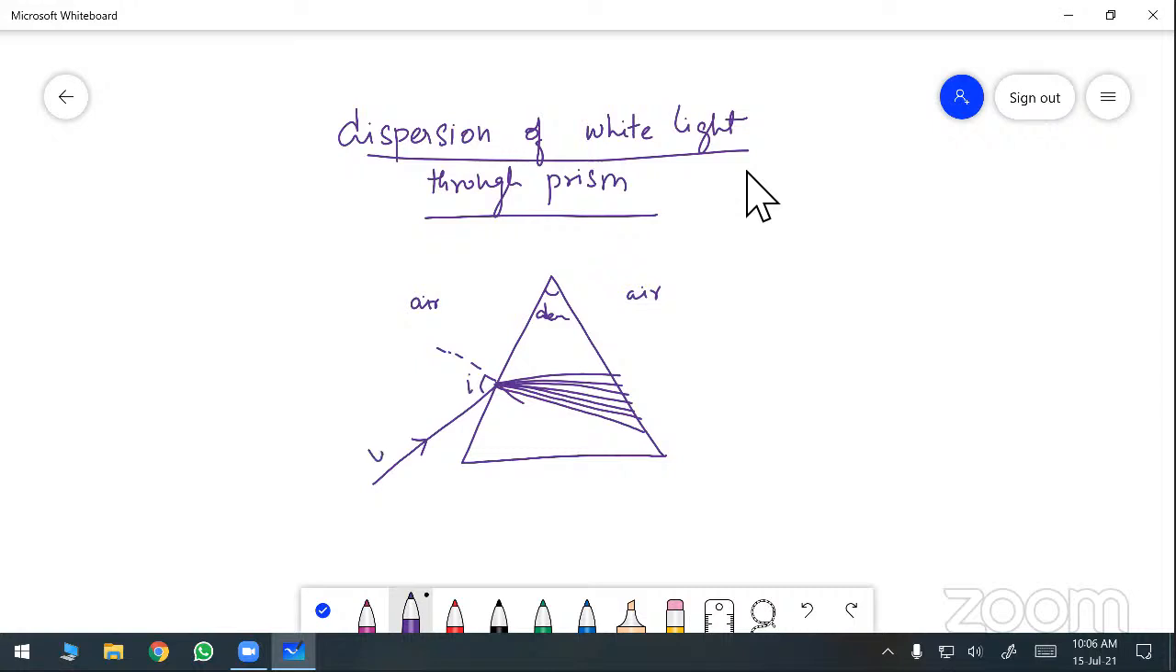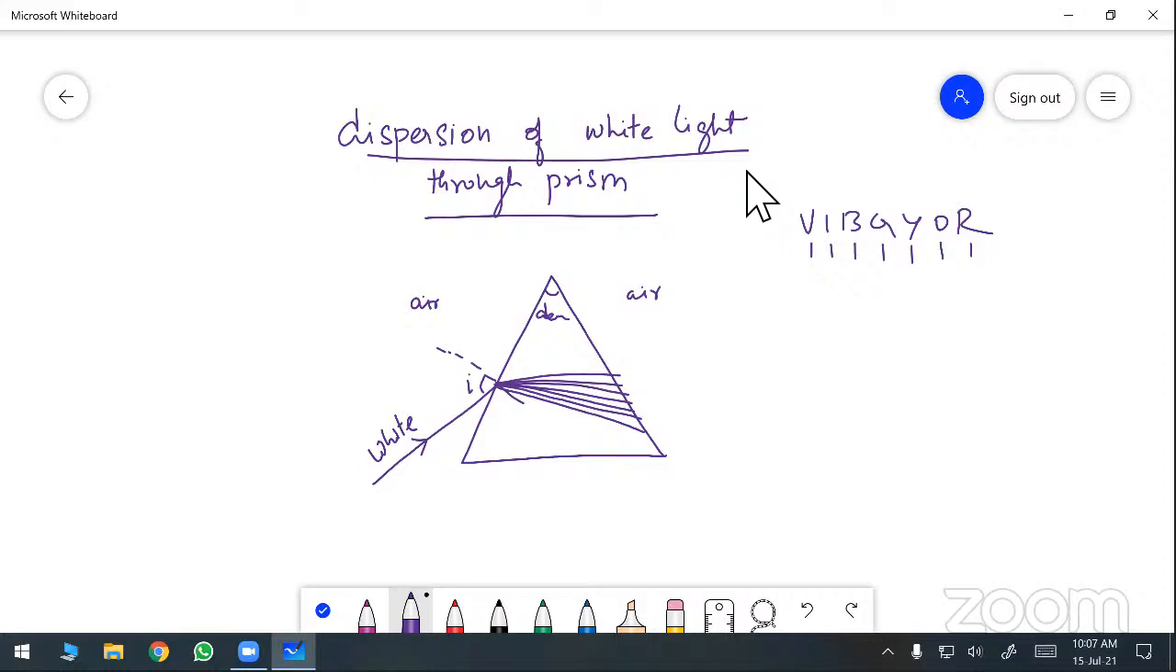When white light is incident on the surface of the prism, it splits into violet to red. Memorize the short name VIBGYOR: violet, indigo, blue, green, yellow, orange, and red. So when violet light is incident on the surface of the prism, the light splits into colors from violet to red. What is the reason? I will explain this.